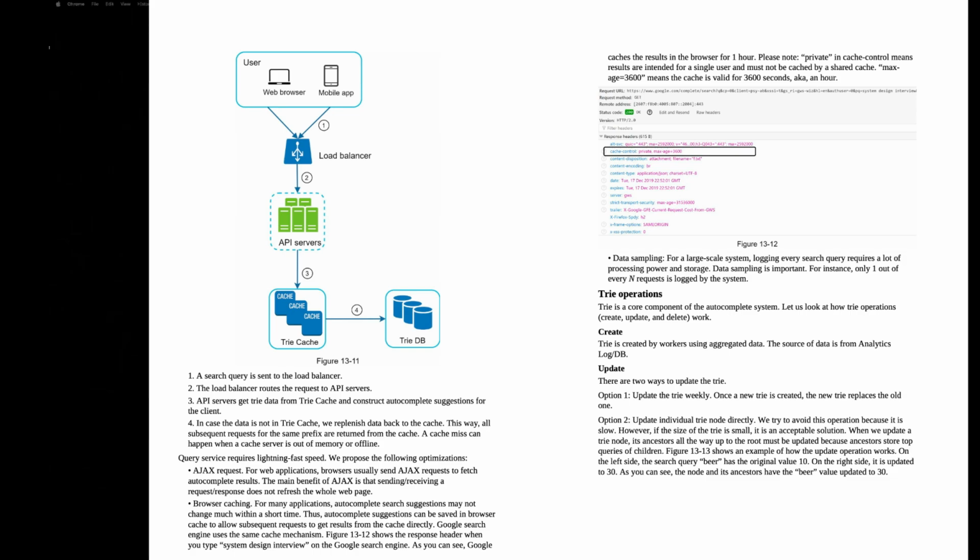Out of 10 requests, we are considering only one to update our trie, and ignoring 9 of 10. But that is okay. This is not a hard requirement from the client, right? Okay, so now they're talking about trie operations. We already know the creation and the updation. We have two options to update it weekly, or update individual nodes. If the size of the trie is small, then it is acceptable, right? So how does the update operation work?